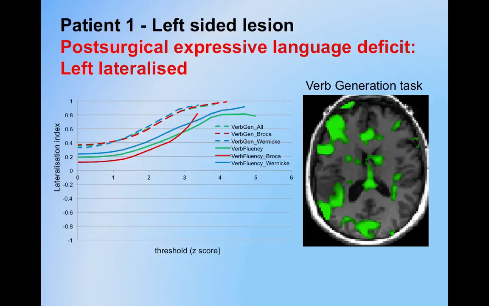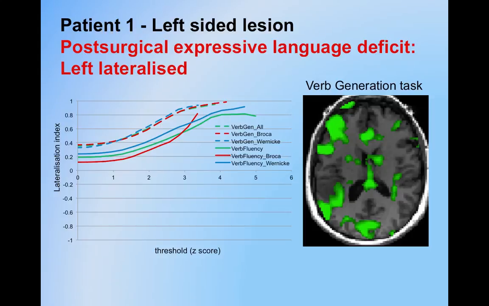So if we look at their functional activation curves, I've done two different tasks here. The solid lines is the verbal fluency task, and the dashed lines is the verb generation task. And the colours represent a different region. Green means both Broca's and Wernicke's combined, and red is Broca's and blue is Wernicke's. So what you can see is that it's always positive, and that means that it's always left lateralized.